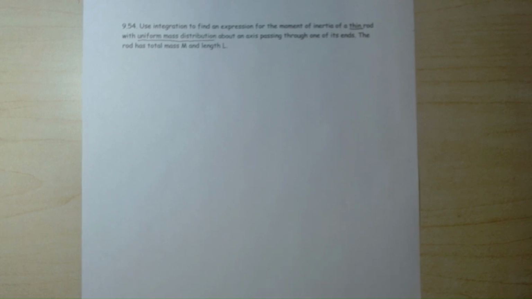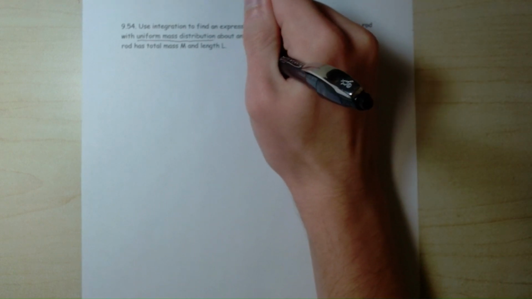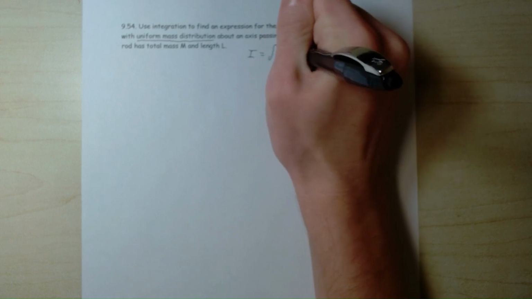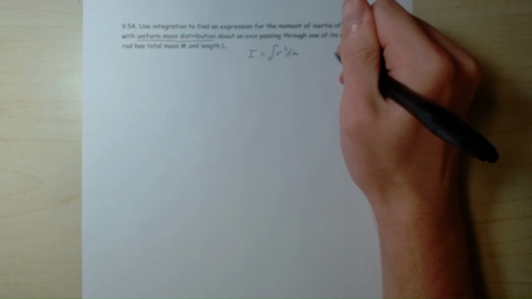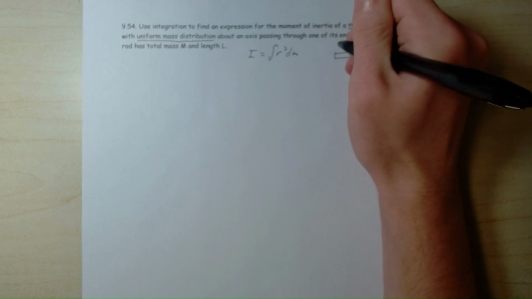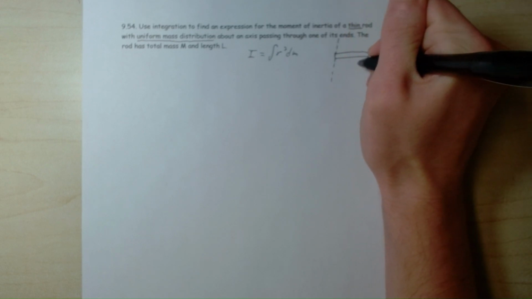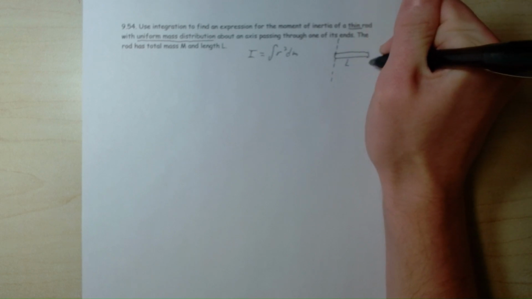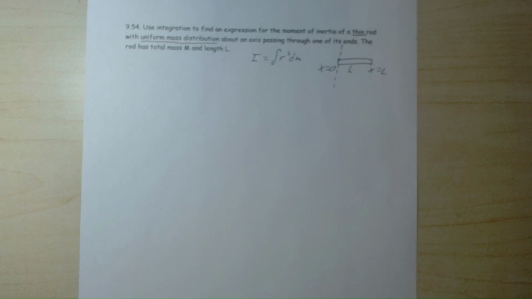So let's write down the moment of inertia integration formula. That's going to be I equals the integral of r squared dm, and we have a rod here. And the axis that it's rotating about is passing through one of its ends, just like this. And it has length L, so this is x equals L over here, and x equals 0 over here. And that's going to make it really easy for us to find the limits of integration.